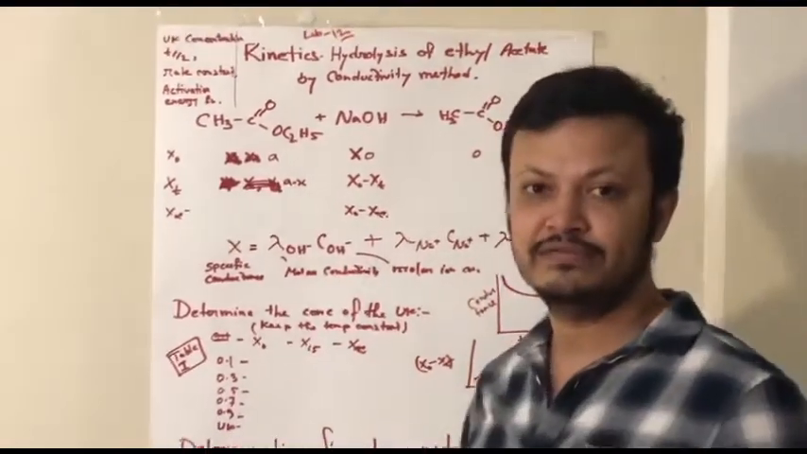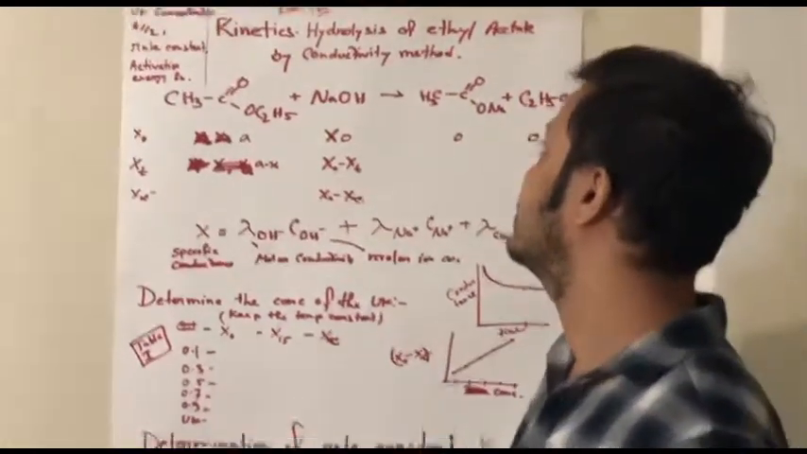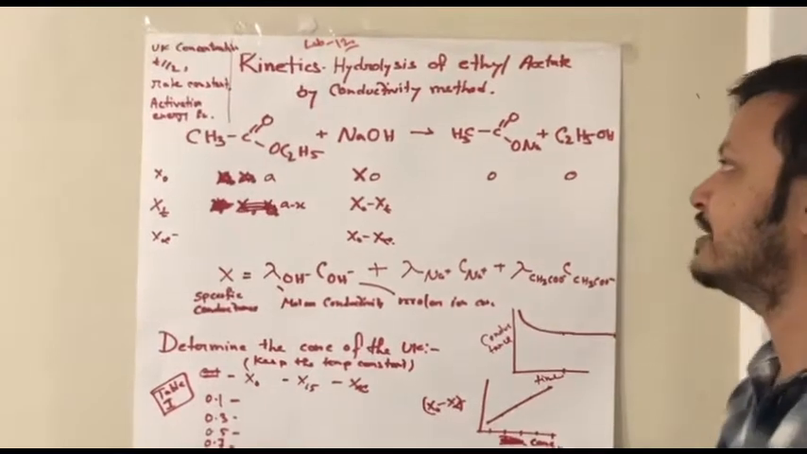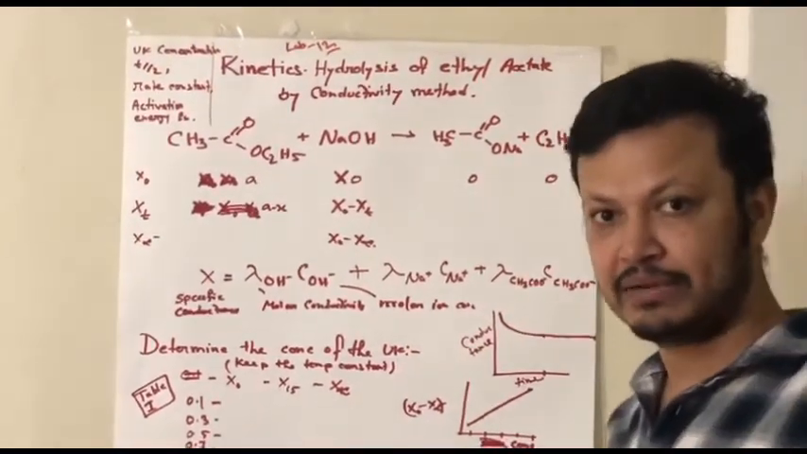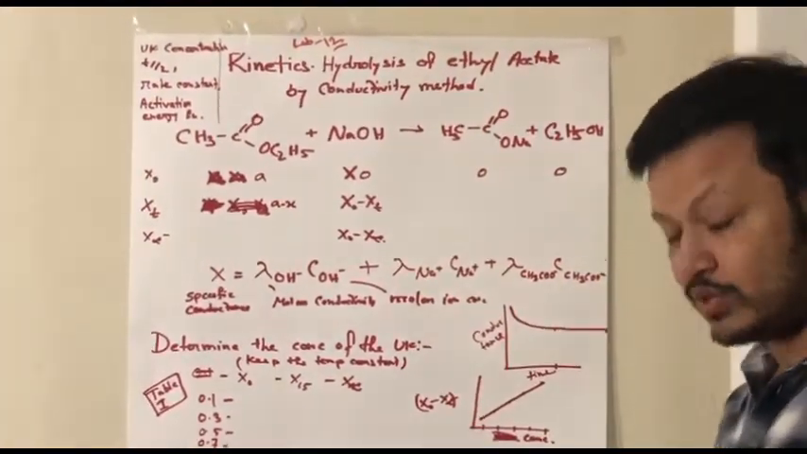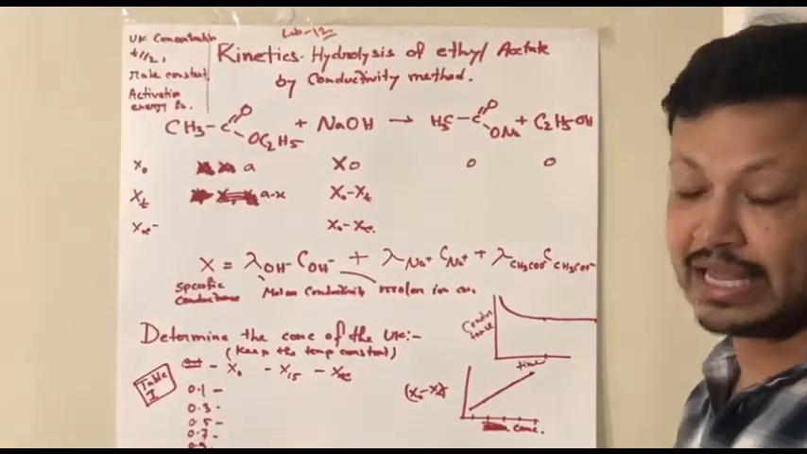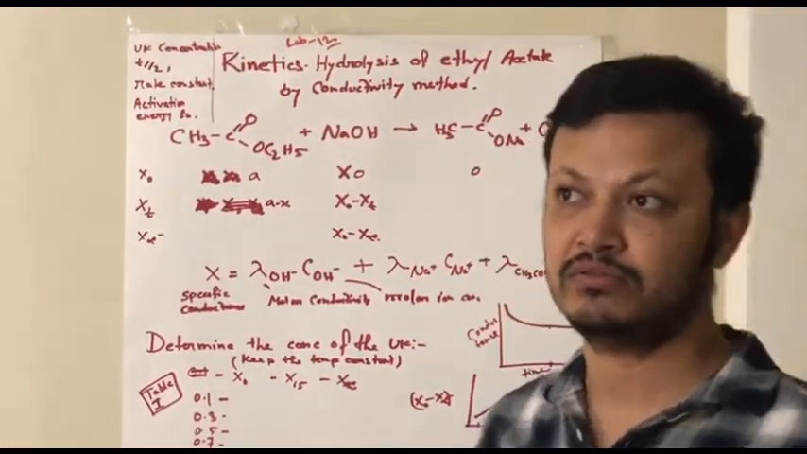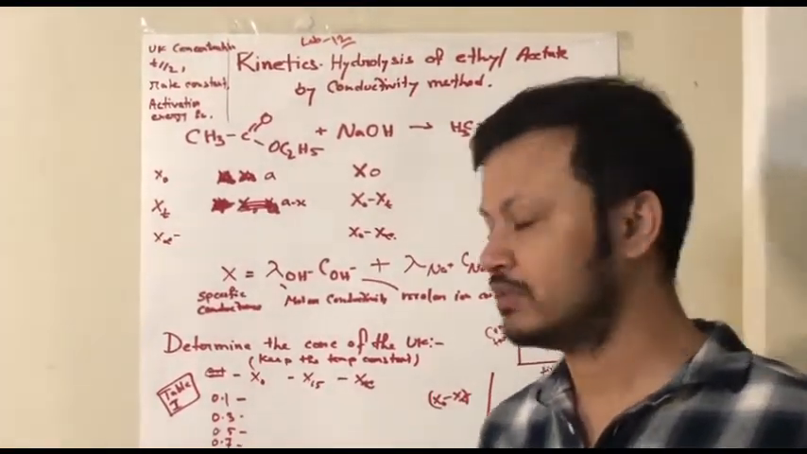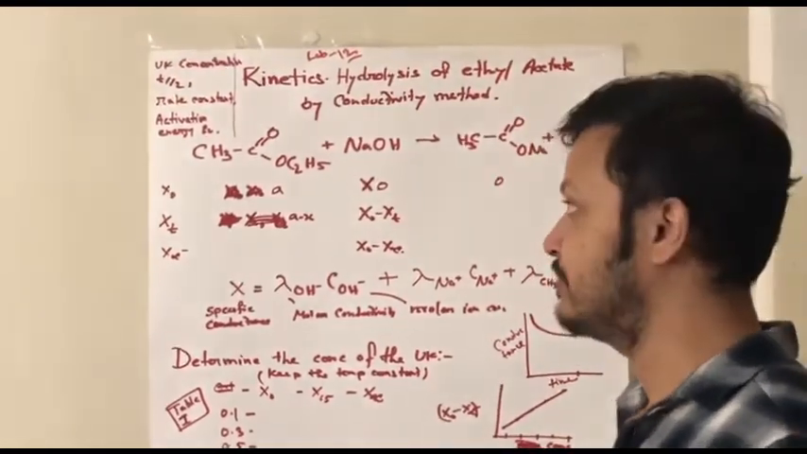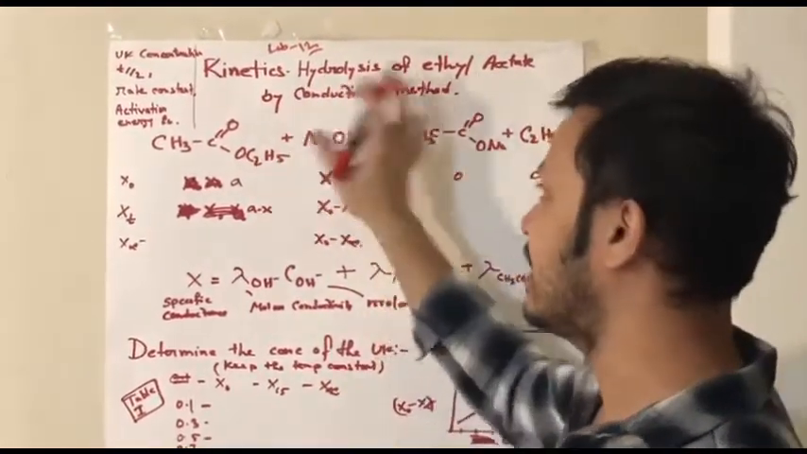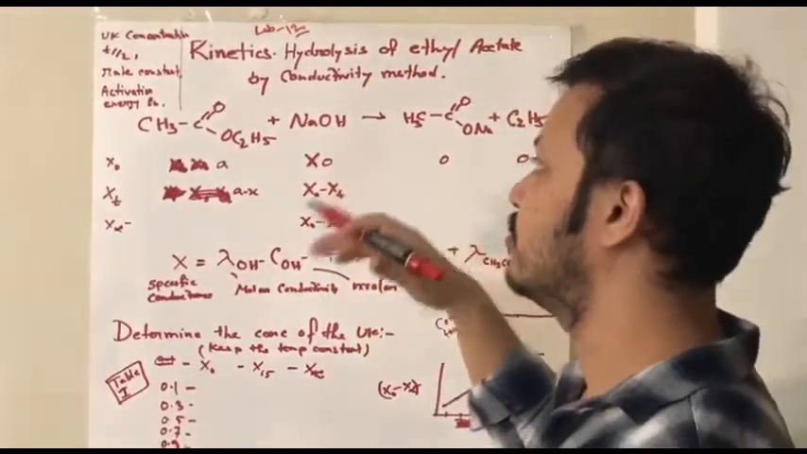So this lab is lab 12 and the name of the lab is kinetic hydrolysis of ethyl acetate by the conductivity method. We will try to find out the kinetic properties of a reaction with the help of the conductivity method. You know what conductivity is, because we already did the conductivity method in lab 7, and also in the lab before the last one. So with the help of that conductivity method we will find out the unknown concentration of the reaction. We will explain that later.